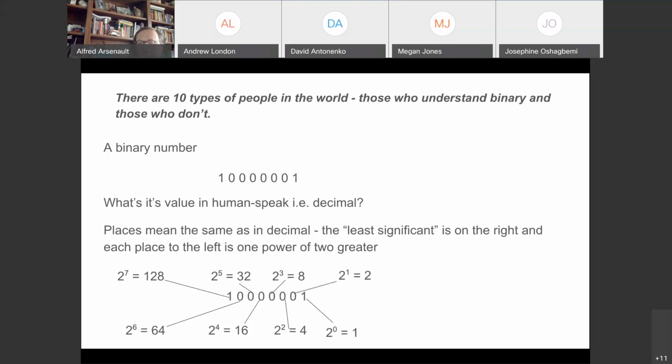There's the old joke: there are 10 types of people in the world, those who understand binary and those who don't. I'm sorry, it's a bad joke. Computer scientists tend to be too lazy to come up with new good ones.